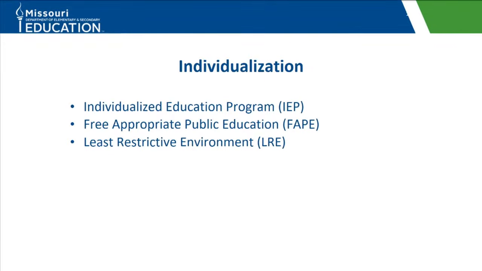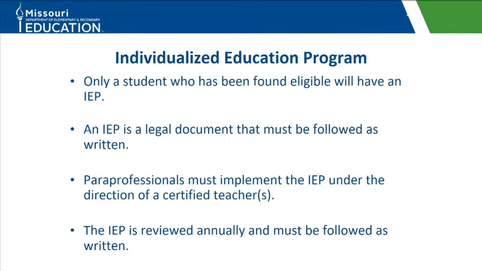All students, including a student with an IEP, are considered general education students first. This means all students will take state assessments, work on goals related to the Missouri learning standards, and follow the district and school discipline plan. Only a student who has been found eligible will have an individual education program, IEP.